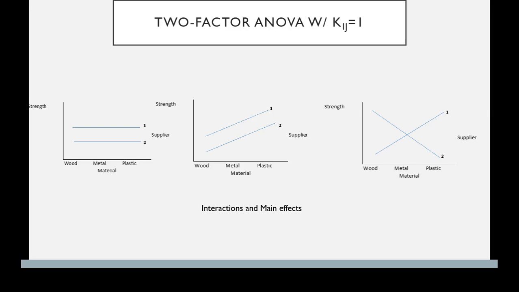The lines do not intersect, and the averages of the materials are different, meaning factor A is significant, and the average for the two suppliers are different, meaning factor B is significant. The last example shows that there is an interaction between the two factors, but there are no main effects. The interaction means that the type of material and the supplier have a combined effect on the dependent variable, which in this case is material strength.